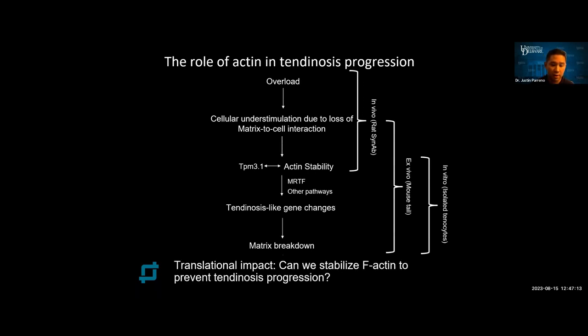So the translational impact of this work is, if we can understand how we can modulate actin stability, potentially through tropomyosin 3.1, can we actually stabilize F-actin to prevent tendinosis progression? And this is sort of what we want to understand next.